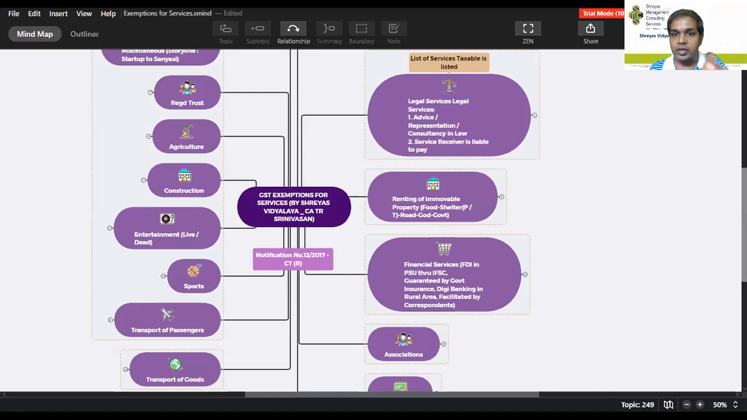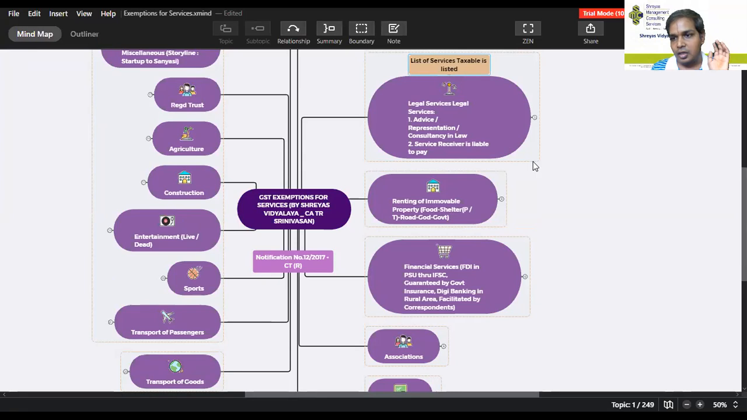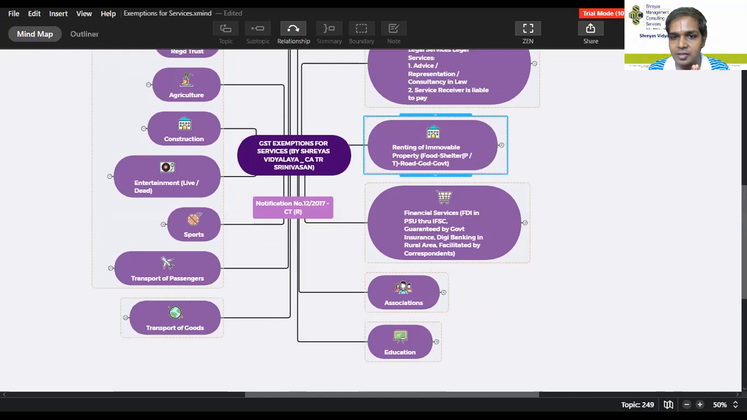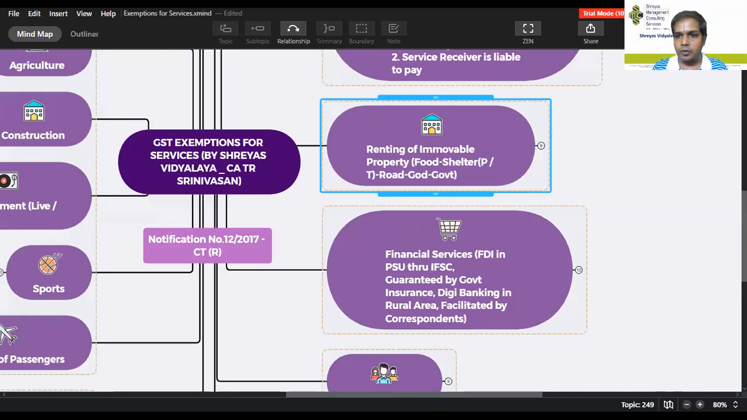We discussed only certain things which are taxable. You can see here only those things which are taxable. Then we talked about the renting of immovable property sector, related to the basic necessities of human beings: food, shelter. So we added food, shelter, road and God. That's what we discussed about the renting of immovable property sector. So road, God and government, that's the last point we added.